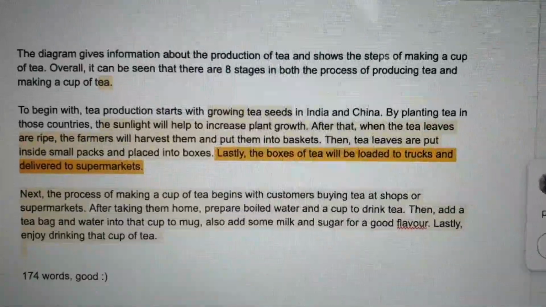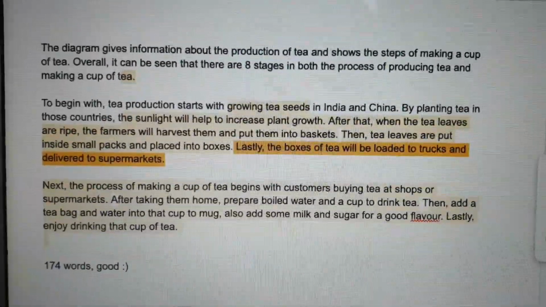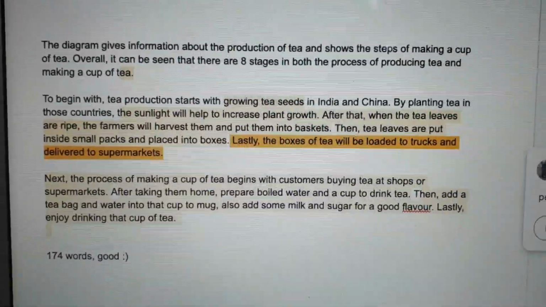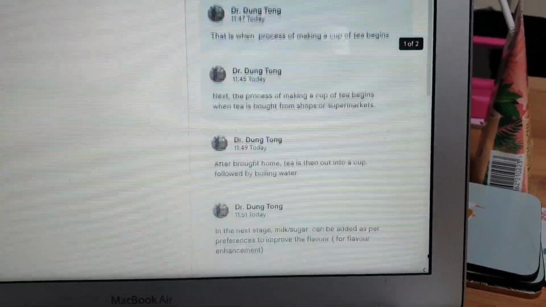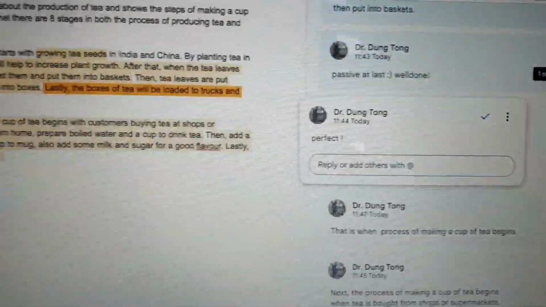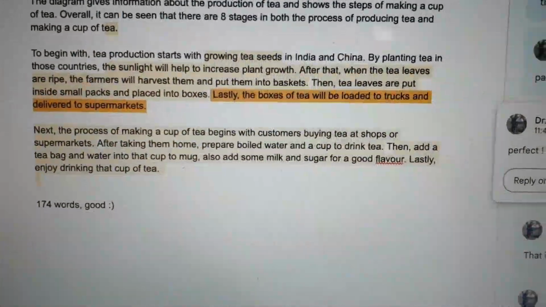All right, everyone. So here you go. This is a very good example of how you can improve from this version of Task 1 writing diagram process to a better version, and it actually requires just some passive voice and a better connection between sentences, and that's it.